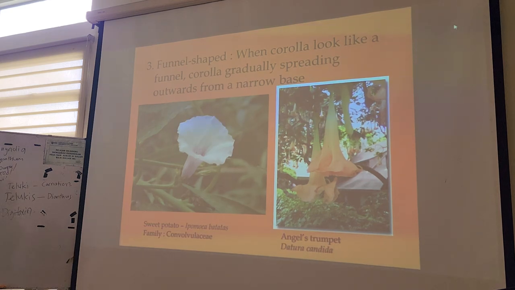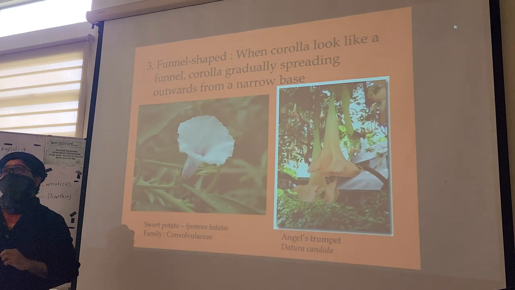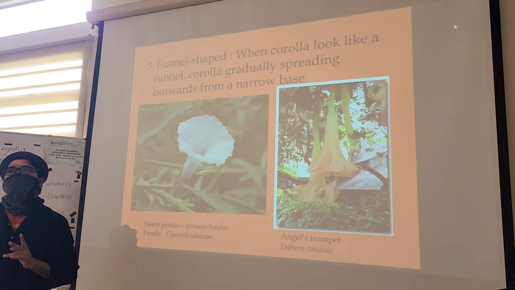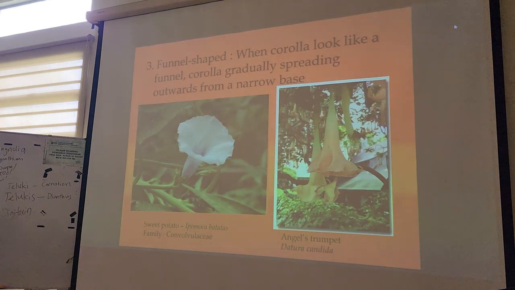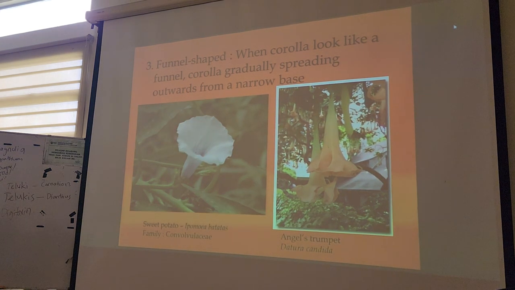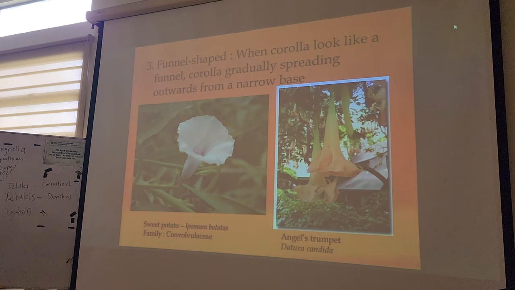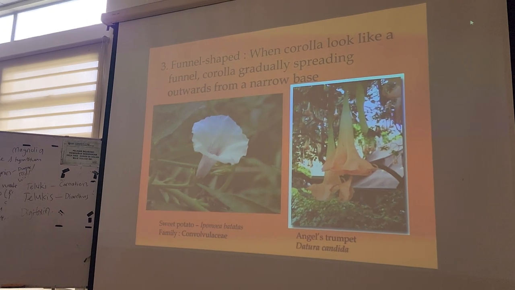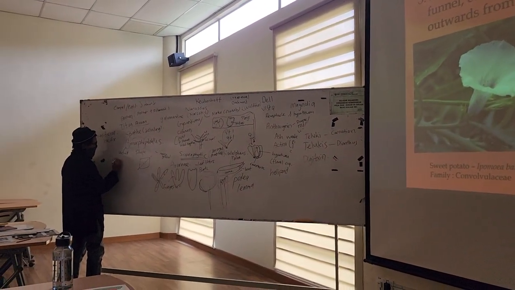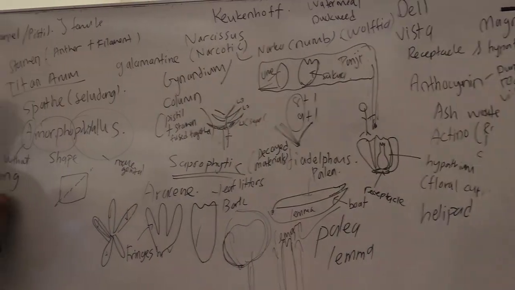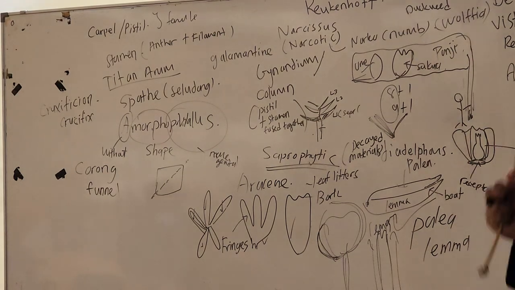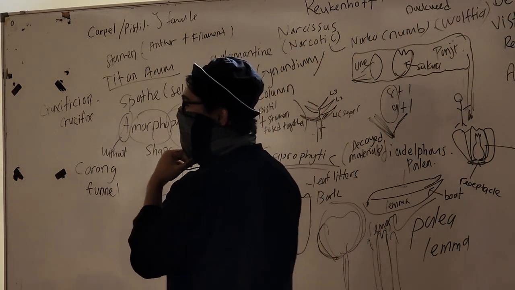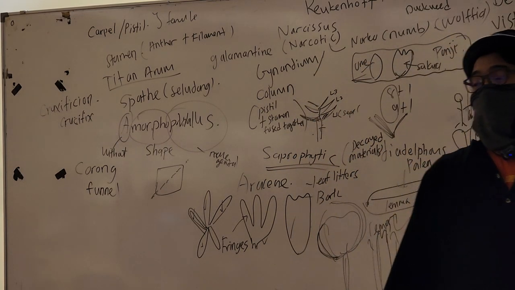Okay, right, next. So tubular. Funnel shape. Funnel is apa Melayu? Cerobong. Something C. Corong. Corong. Yes, corong. Corong, funnel. Is that correct? Okay, bentuk corong, funnel shape.